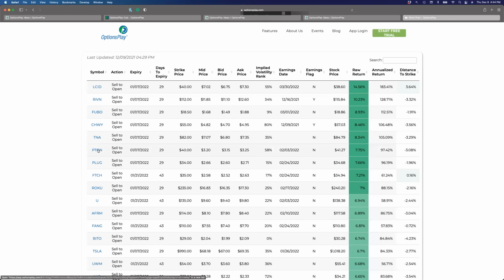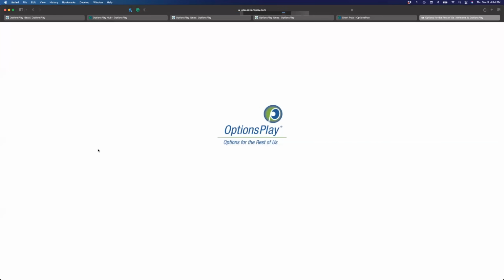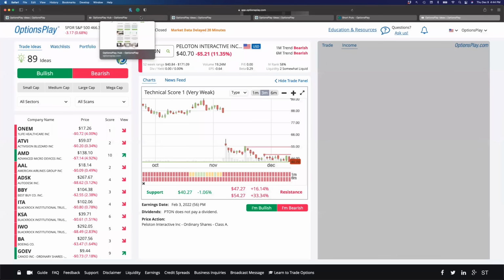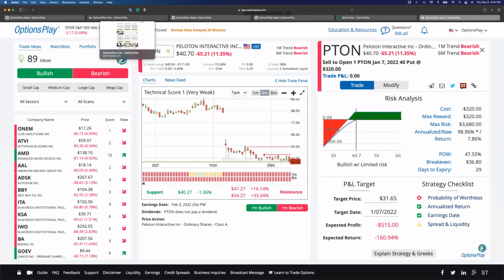Maybe you think Peloton's way oversold. This was a $100 stock 2 months ago. It is now a $41 stock. Maybe you think a 60% decline is the bottom here for Peloton. So maybe you want to take a stab at picking a bottom here. Now, picking a bottom is never easy to do, but the stock's down 11% today, and you think that perhaps, hey, I can get a 7.8% discount on the stock purchase. A hell of an interesting return here, a 98% annualized yield on this over the next 29 days.